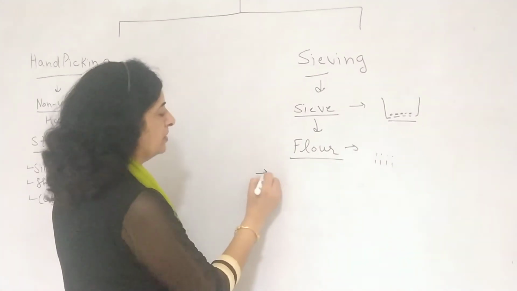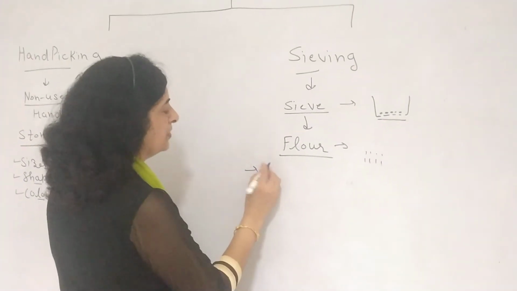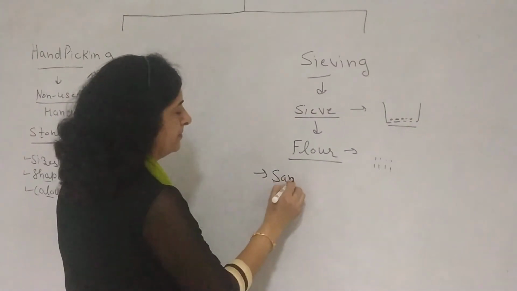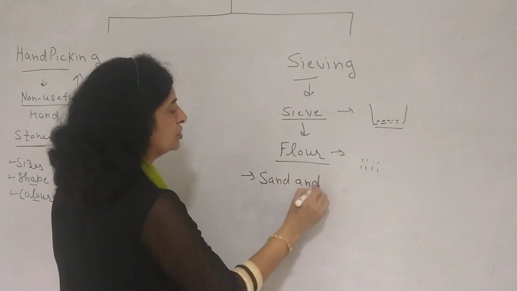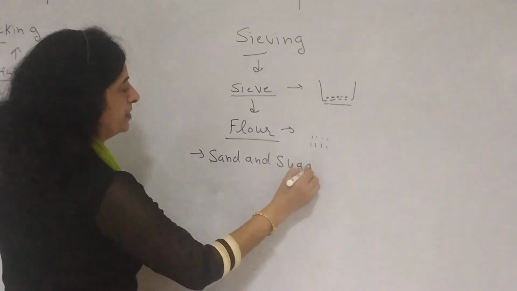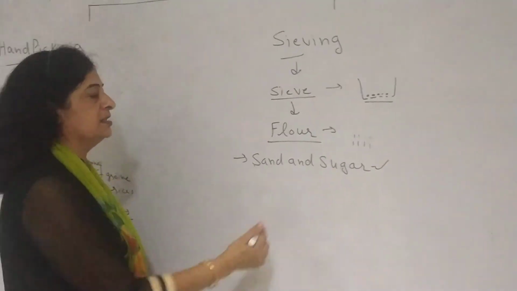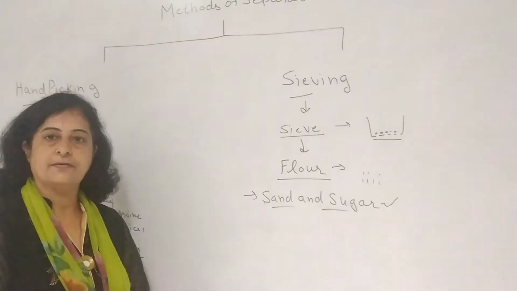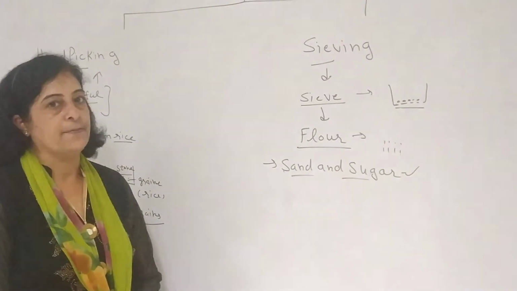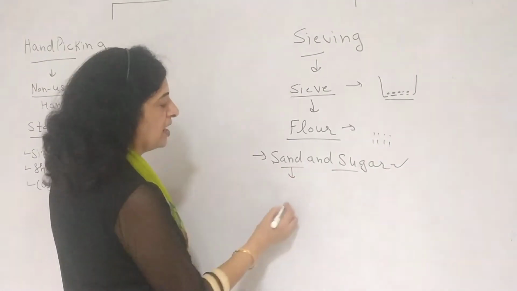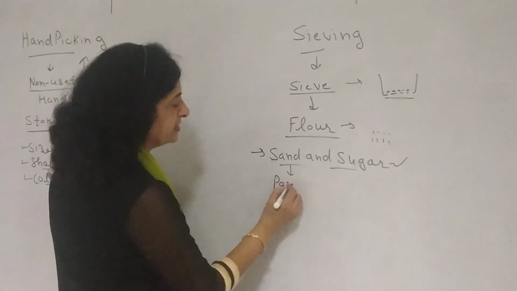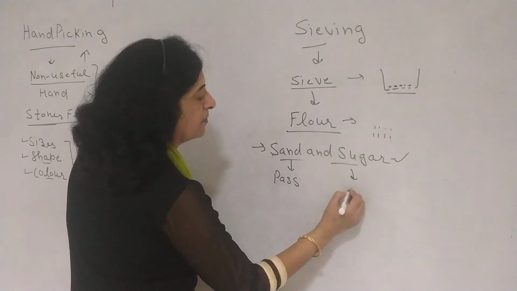Okay, let us take one more example. We have a mixture of sand and sugar. Can we separate this mixture through the process of sieving? Yes, we can separate it, because sand will pass through the holes of the sieve and the sugar will remain on the sieve.